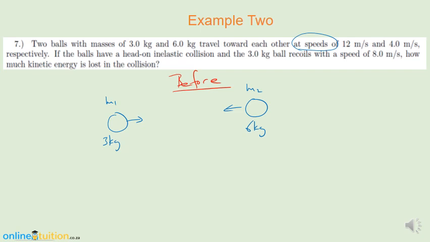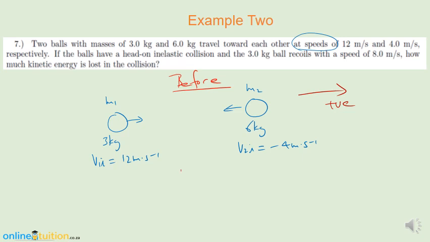So the 3 kg ball is moving at 12 meters per second. So we'd say V1I is moving at 12 meters per second. And if you look at V2I, now I'm going to give it some direction. So it's going to be minus 4 meters per second. Where did that come from? That came from the fact that I'm choosing to the right as positive. So anything moving towards the left will be negative.